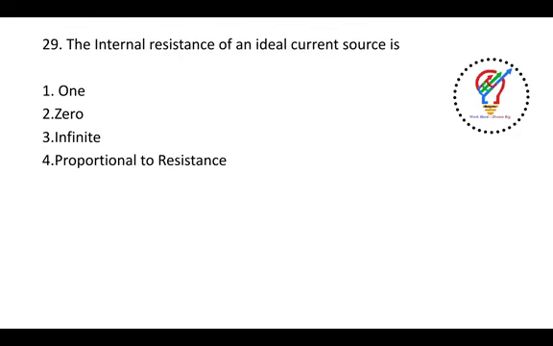Okay, so now the question is: the internal resistance of an ideal current source is. In the previous question we saw a voltage source in series with a resistance. Now we are talking about a current source in parallel with the resistance. This is the current source here, and the resistance is RS.